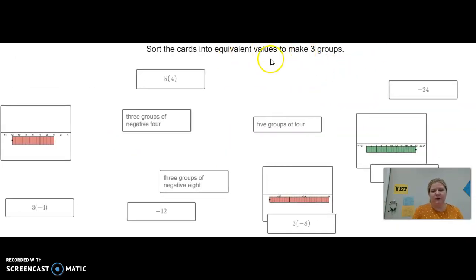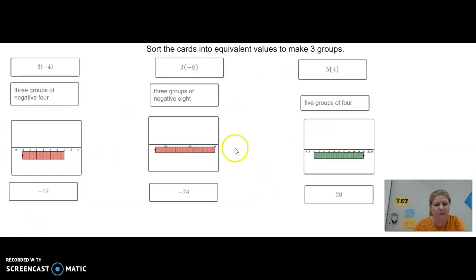Sort the cards into equivalent values to make 3 groups. So this is one of those things that hopefully you've already done, because you were supposed to do this by yourself first and then check the video as needed. I'm going to pause this, and I'm going to go ahead and organize them, and you should have already done this. So here's what you should have ended up with when you sorted those cards. You can pause this and check yourself.